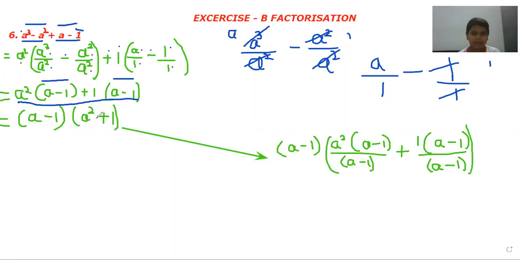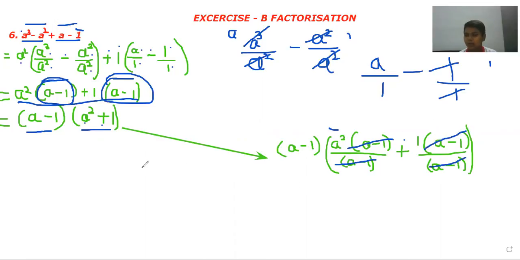I hope you guys can hear me. Never mind. So a minus 1 became the common factor now, because in both these terms, a minus 1 and a minus 1, this has become the common factor. Then comes a square plus 1. That's because a minus 1 and a minus 1 cancel. What is left? A square, so we keep a square over here, plus as it is. Here a minus 1 and here a minus 1 cancel. What is left? 1 is left, so we keep 1. So this is our correct answer.